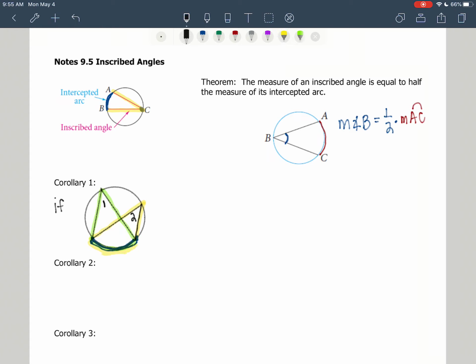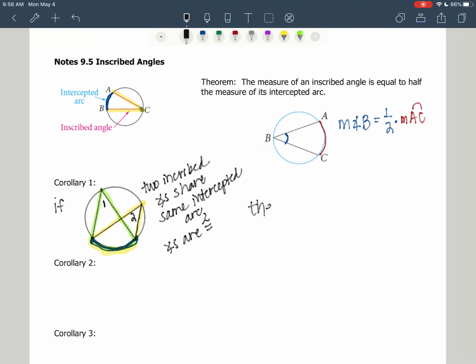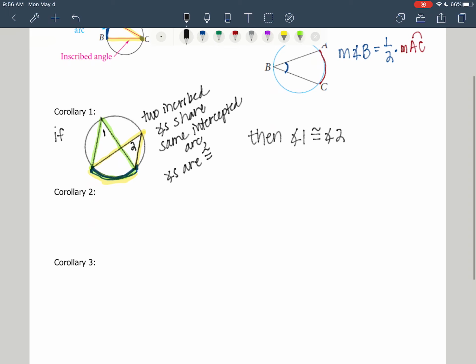Therefore, if two inscribed angles share the same intercepted arc, the angles are congruent, which is common sense, which is what some of you are thinking. So you're good. That was a good thought. Then angle 1 is congruent to angle 2. But now we're saying it this way. If you see it, you don't have to think about it.